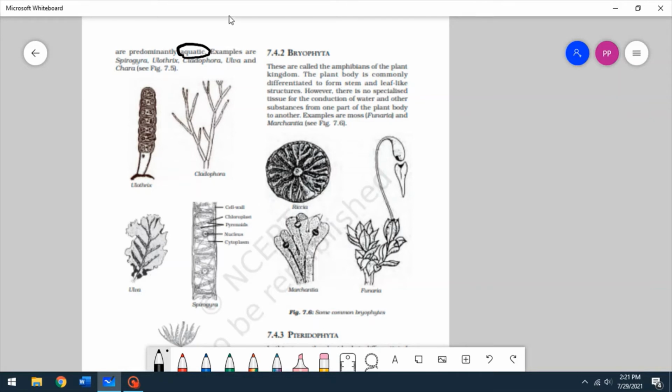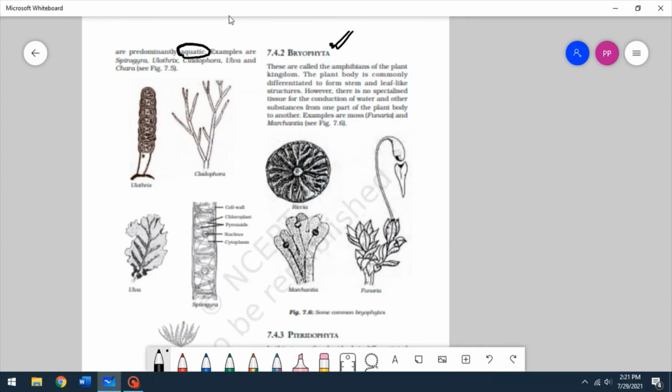And then we have Bryophyta. They are the amphibians of the plant kingdom. They're called the amphibians of plant kingdom. So if you go back and try to remember what the definition of amphibian is, an amphibian is that organism which can live in both water and on land. Alright, so by this we can see that Bryophyta are those plants which can live both in water and on land.